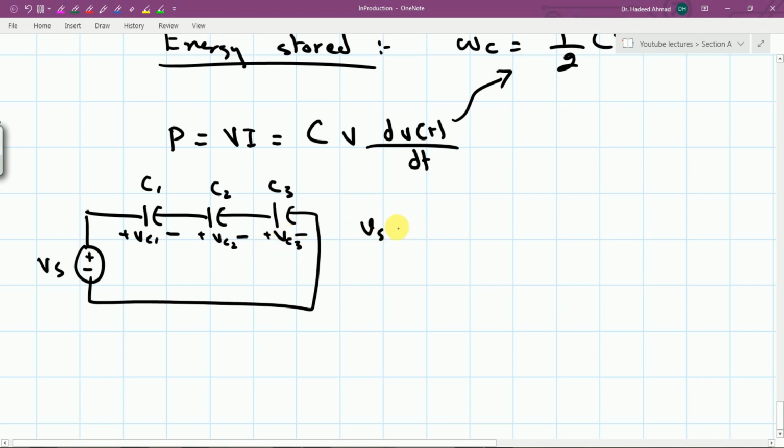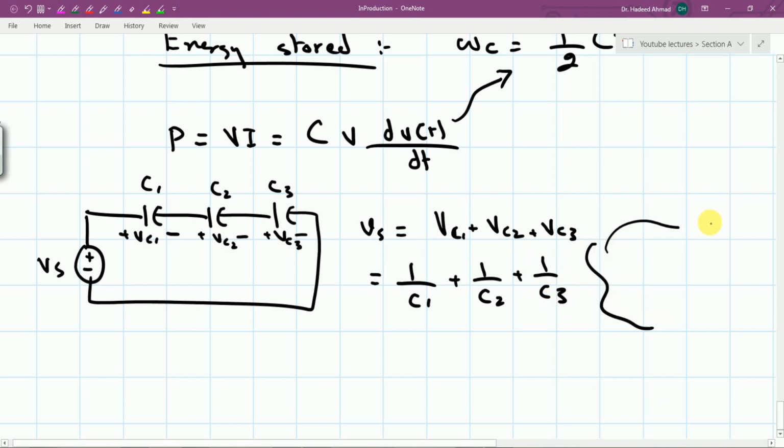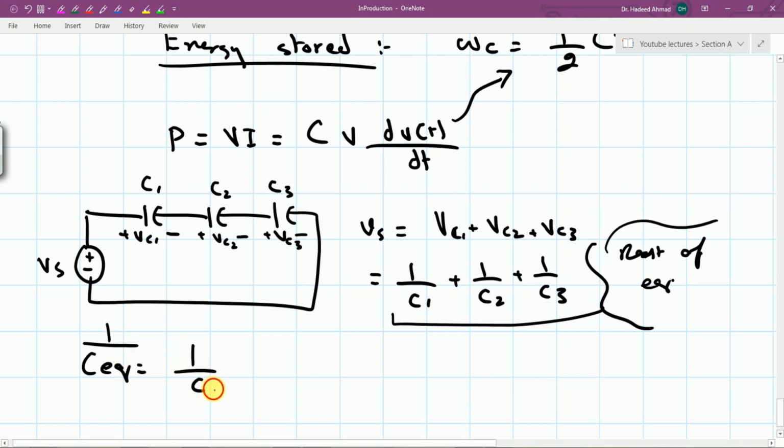So Vs is equal to VC1 plus VC2 plus VC3, and because we have seen that the voltage across a capacitor contains the integral part as well, the equivalent capacitance will involve 1 over C1 plus 1 over C2 plus 1 over C3, and then there will be the rest of the equation. However, we are only interested in this particular part, which gives us that 1 over C equivalent is equal to 1 over C1 plus 1 over C2 plus 1 over C3.